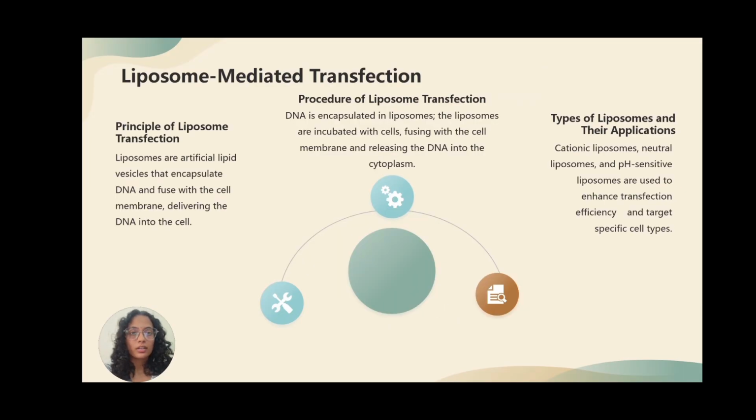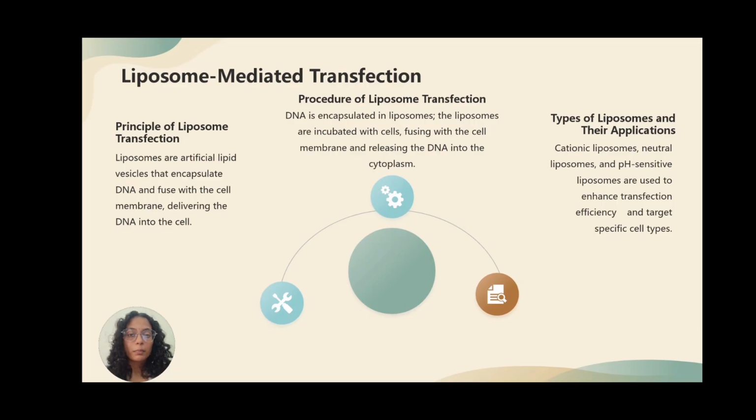The last method to discuss is liposome mediated transfection. What liposomes are is that they are artificially developed lipid vesicles. These are said to have a net positive charge upon their surface, and what this positive charge does is that the negatively charged gene of interest is encompassed within these liposomes, and when our gene of interest gets encompassed inside these liposomes, it is referred to as the lipoplex.